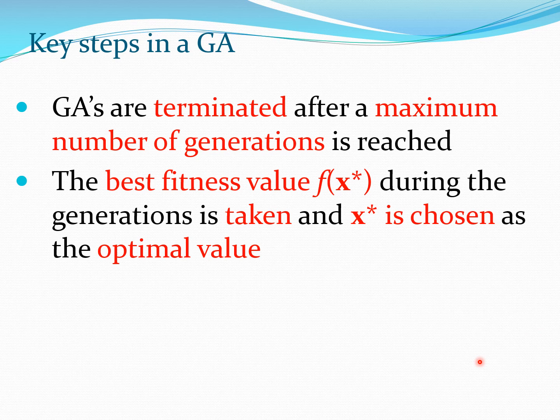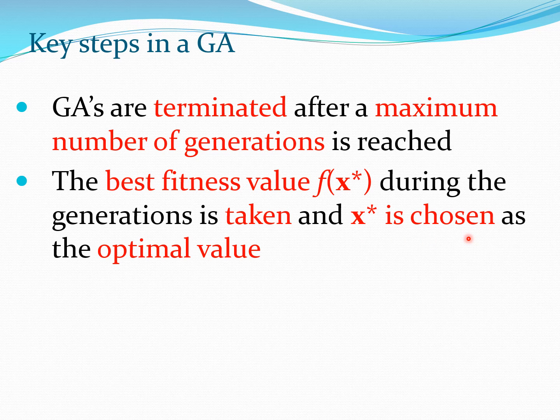Now typically GA are terminated after a maximum number of generations is reached. And what you do at this point is that you take the best fitness value f(x*) during all the previous points and then extract x* which corresponds to this f(x*) value. So this is somewhat different from gradient based methods where we are actually working with x*. So here in GA you are working with f(x*) and you keep a track of the best fitness value which has been obtained throughout the generations for all the points and the population, and then at the end of the convergence of the GA you pick this x* value.